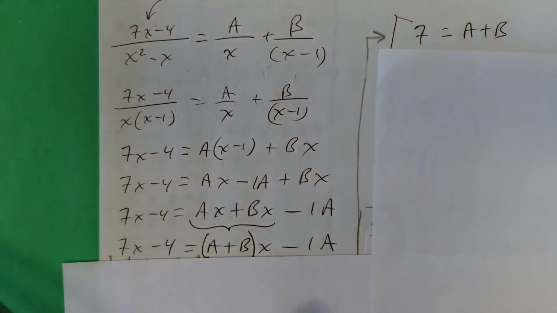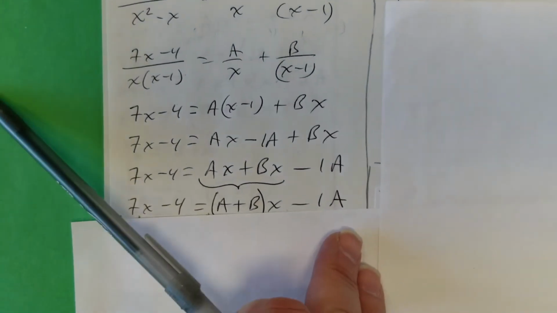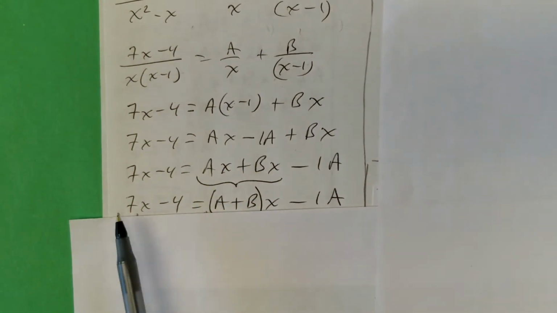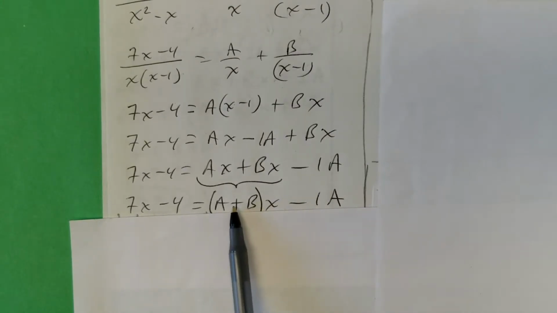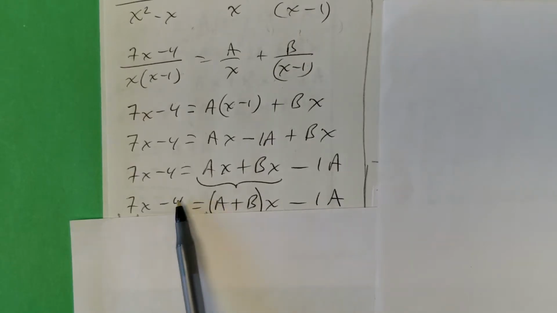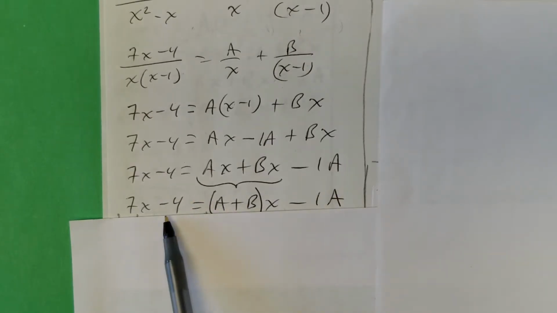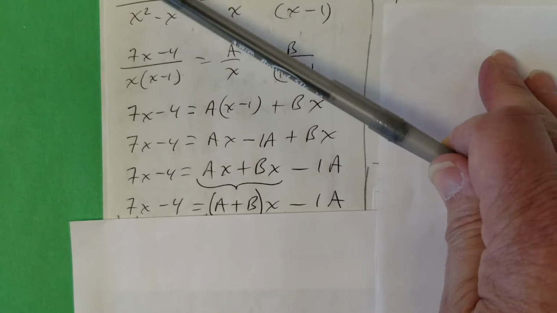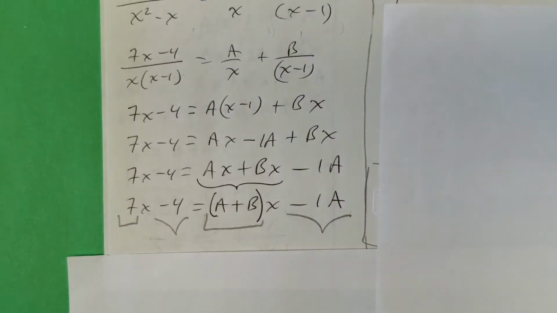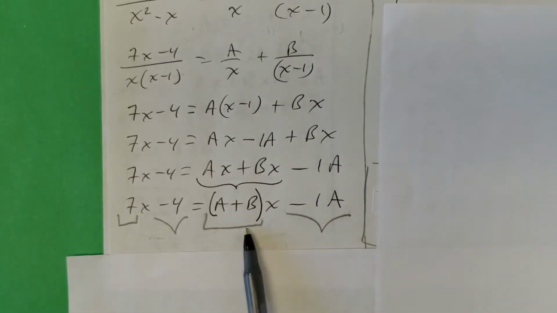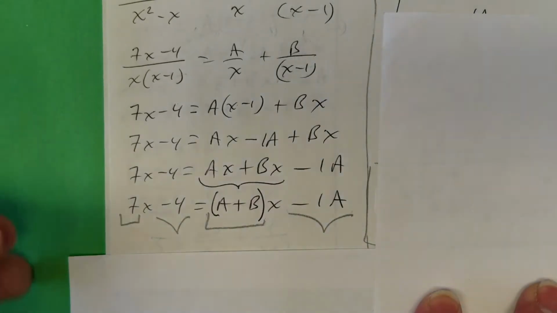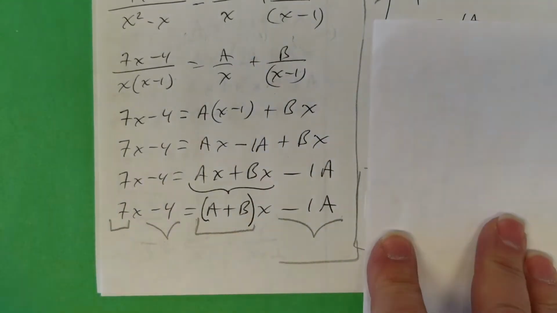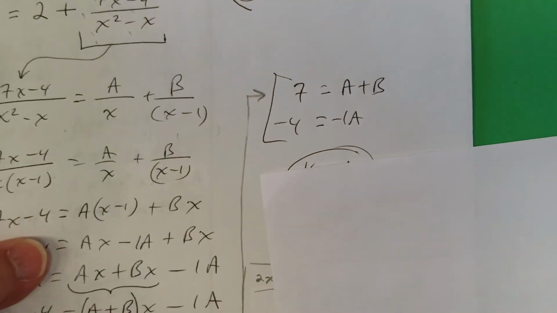And now we do the matching, right? So the number in front of x here is 7. The number in front of x here is A plus B. So 7 has to equal A plus B. And the rest equals the rest. So negative 4 equals negative 1A. So I put them together. I put some symbols here to show that this goes with this and this goes with this. I ran out of space here, so I came back up here.